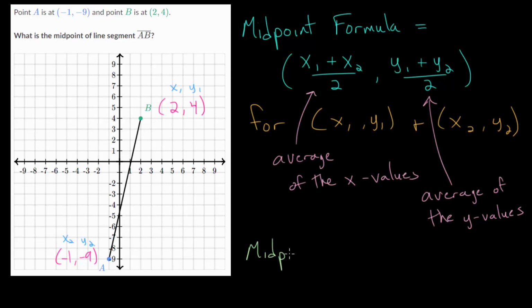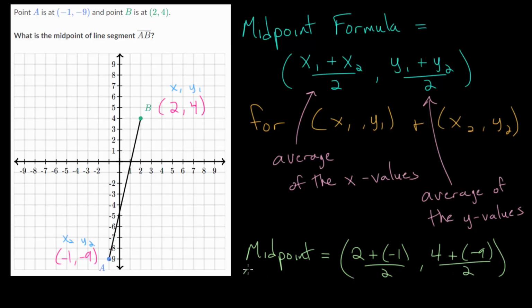So we can say the midpoint, we are going to add the two x values together and then cut them in half. So that's, remember, the general strategy for finding the average of two numbers. You add them together and then divide by 2. So we can take x1, which is 2, plus x2, which is -1, and cut that in half. And likewise, we'll do the same for the y values. We take y1, which is 4, we add that to y2, which is -9, and we'll cut that in half.